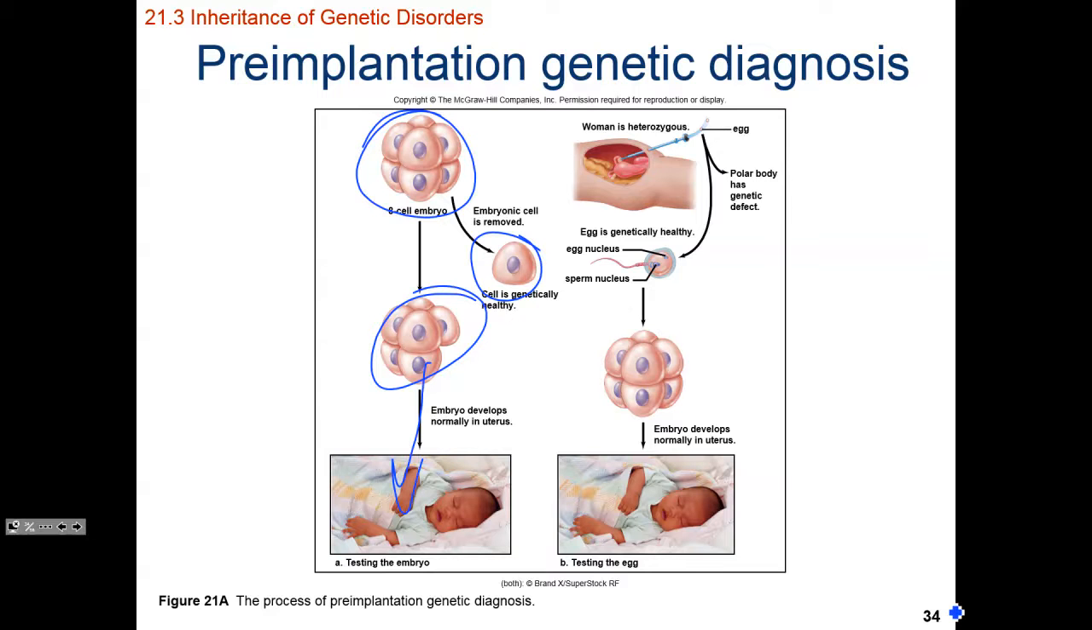Or you can harvest an egg from mom and then mix that with a sperm from dad that's been pre-screened, or a sperm donor from a biologically healthy father that is not a carrier for the disease. And then with a sperm donor, you can create a healthy embryo that's implanted to give you a healthy kiddo.